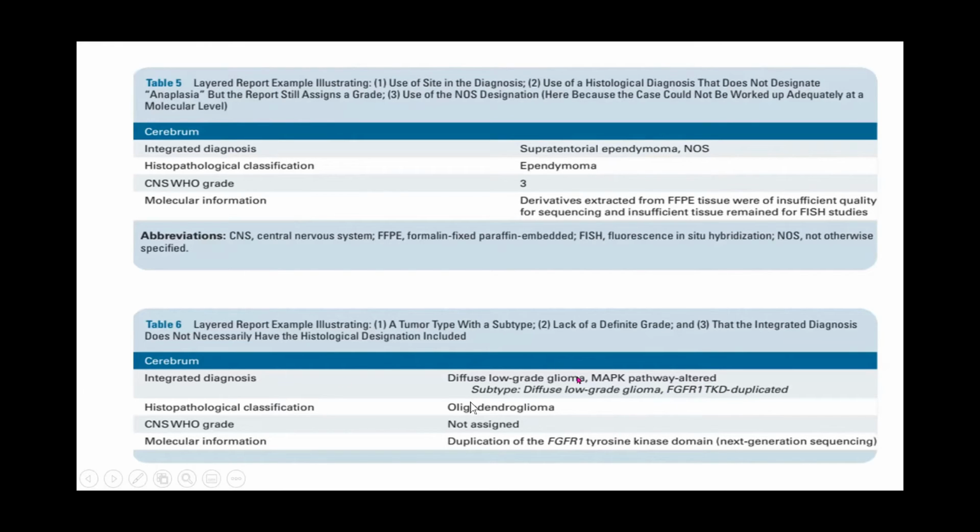And then you further classify in detail the molecular alteration in the last line, which is duplication of FGFR tyrosine kinase in the MAP kinase pathway by next generation sequencing. So this would be an ideal diagnosis in a setting where proper molecular tests are available.